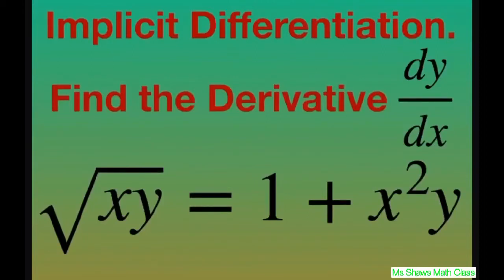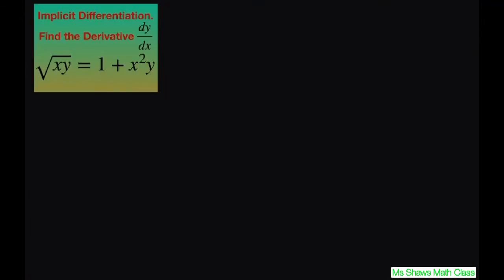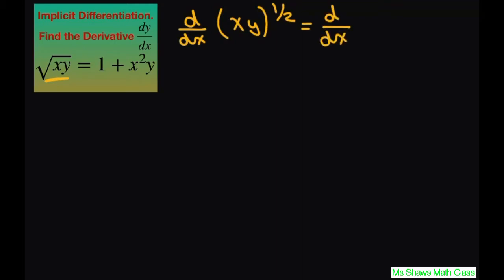Everyone. We're going to use implicit differentiation to find the derivative of square root of xy equals 1 plus x squared y. Basically we're going to differentiate with respect to x both sides of the equation. I'm going to rewrite this as (xy)^(1/2) equals, we differentiate the left-hand side, 1 plus x squared y.